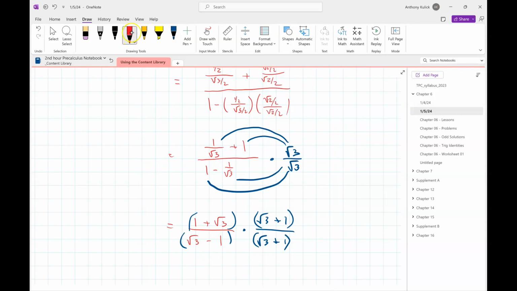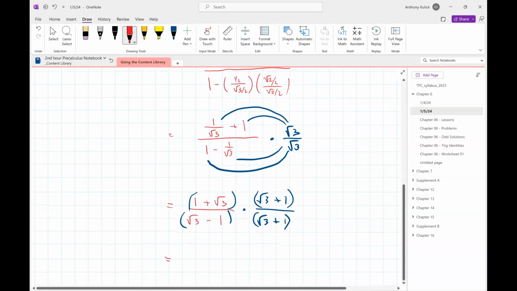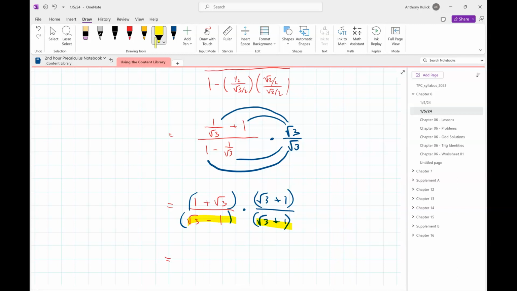Okay. Now I've got to FOIL that stuff out, but I notice that the bottom is just the difference of two squares factoring pattern. So I'm going to use that to shortcut through having to do the FOIL. Now, if you forget that multiplication pattern, you can FOIL it out. You're going to end up with the same thing, I promise. A minus B times A plus B equals A squared minus B squared. Because this is like A and B.